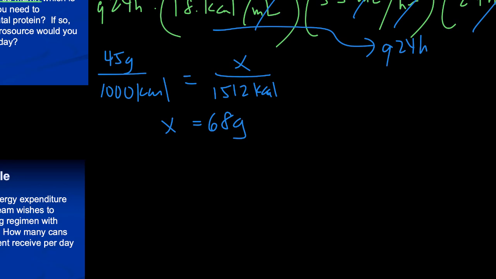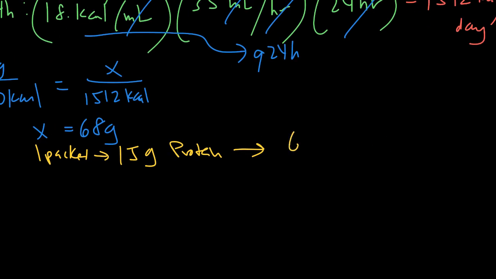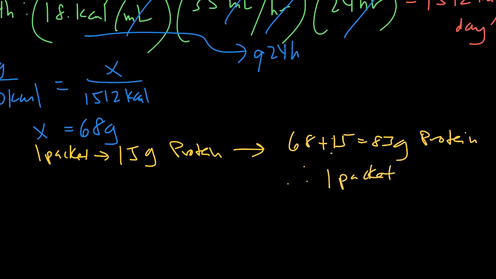And you know that one packet gives you 15 grams of protein. So 68 plus 15, 83 grams of protein. So you need 1 packet of protein to get you from the 68 grams he's currently being fed to the 80 grams of his goal.